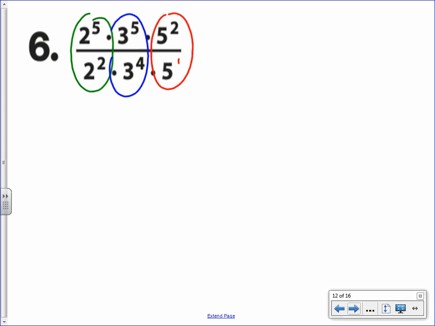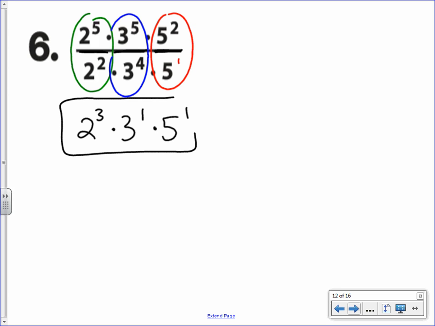If I'm doing it the way I know my rules, this is what it looks like. 2 to the 5th divided by 2 squared. I'm dividing powers of the same base. Step 1, keep the base. Step 2, subtract the exponents. 5 minus 2 is 3. 3 to the 5th divided by 3 to the 4th power. Keep the base, subtract the exponents. 5 squared divided by 5 to the 1st. Keep the base, subtract the exponents. There's your answer.